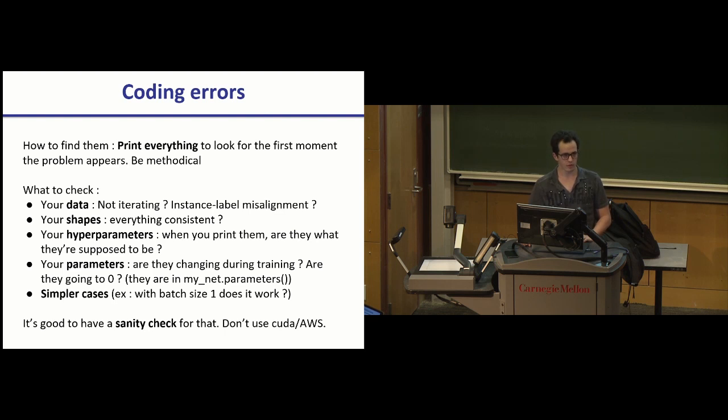And you can start to wonder if maybe when you try to do something complicated, the code fails. But maybe if you do something more simple, like using a batch size of 1, it might work. So trying all of these things should help you find coding errors. That's the kind of thing where you're very happy to have a sanity check implemented.